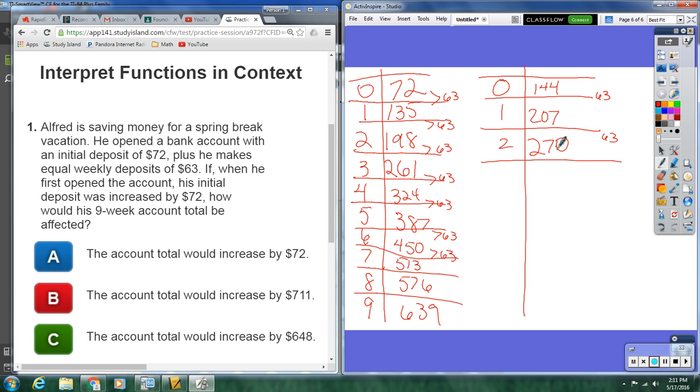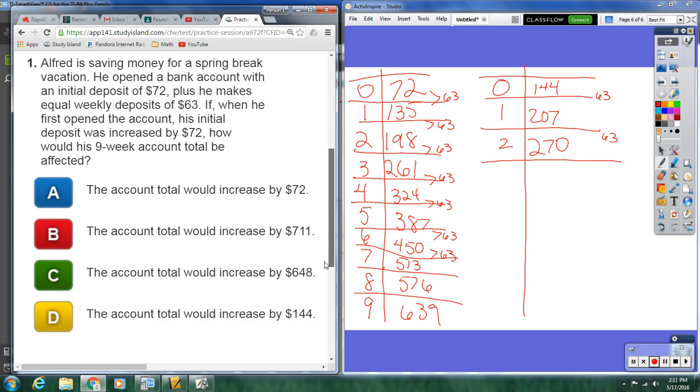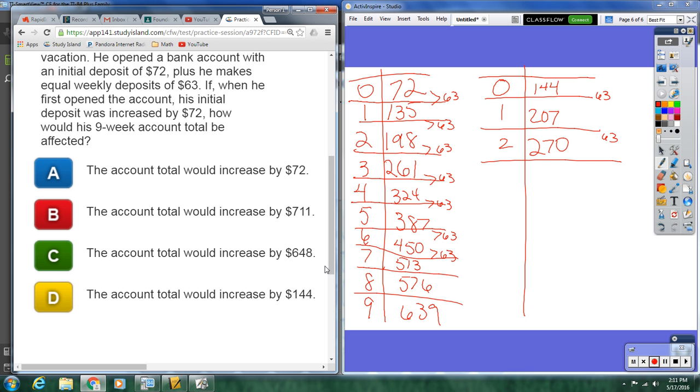All right, so what do you think? The account total would increase by 72, by 711, by 648, or by 144?